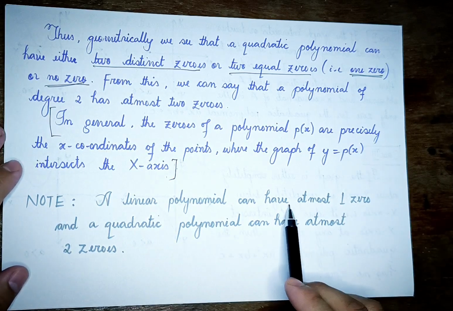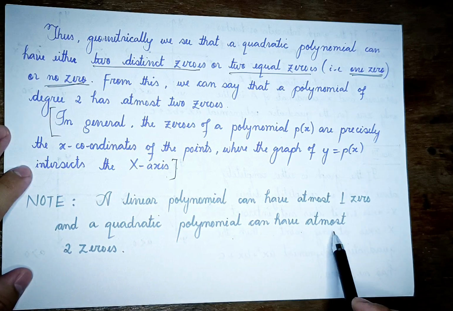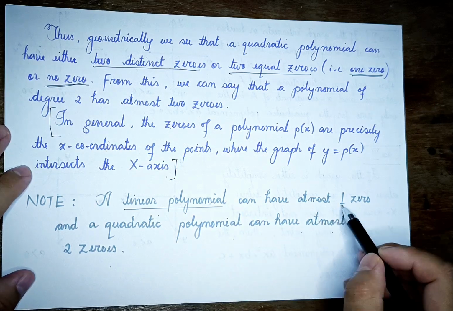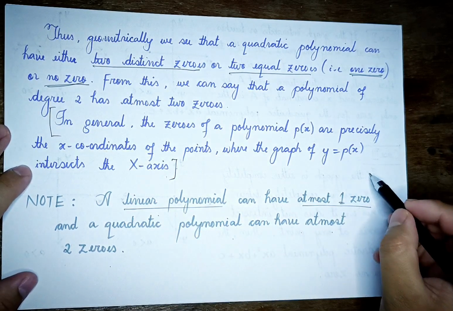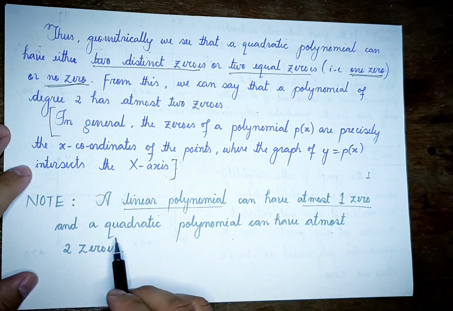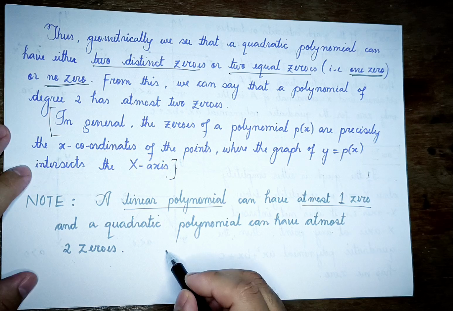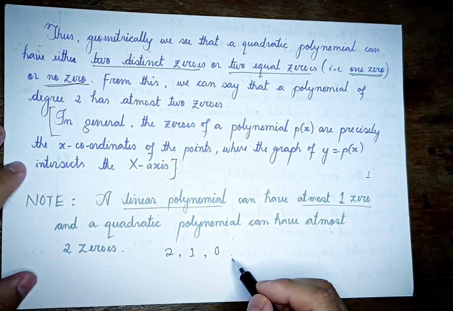Note, a linear polynomial can have at most one zero, and a quadratic polynomial can have at most two zeros. Here the linear polynomial can have only one zero or no zeros, and the quadratic polynomial can have at most two zeros, meaning it can have two zeros, one zero, or no zeros. Okay, here it finished.